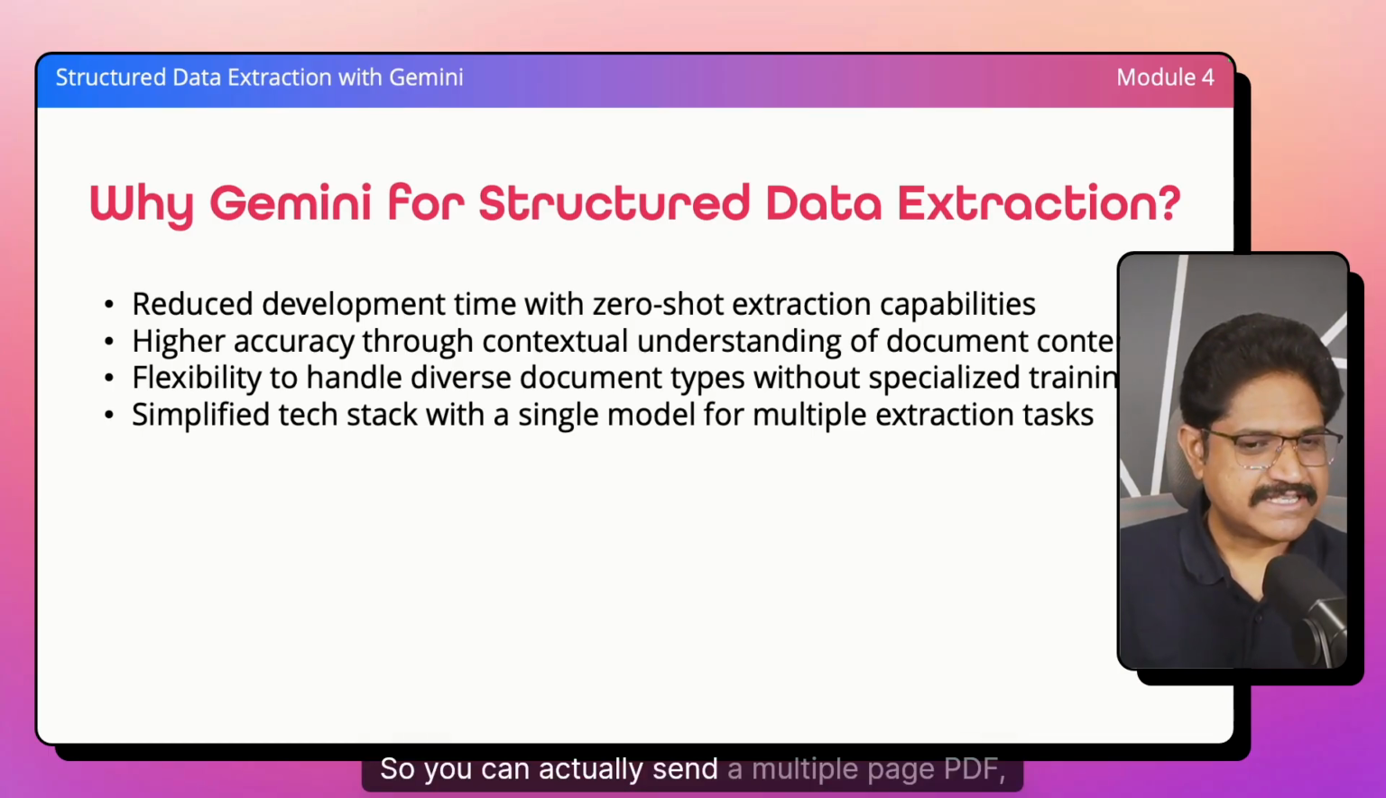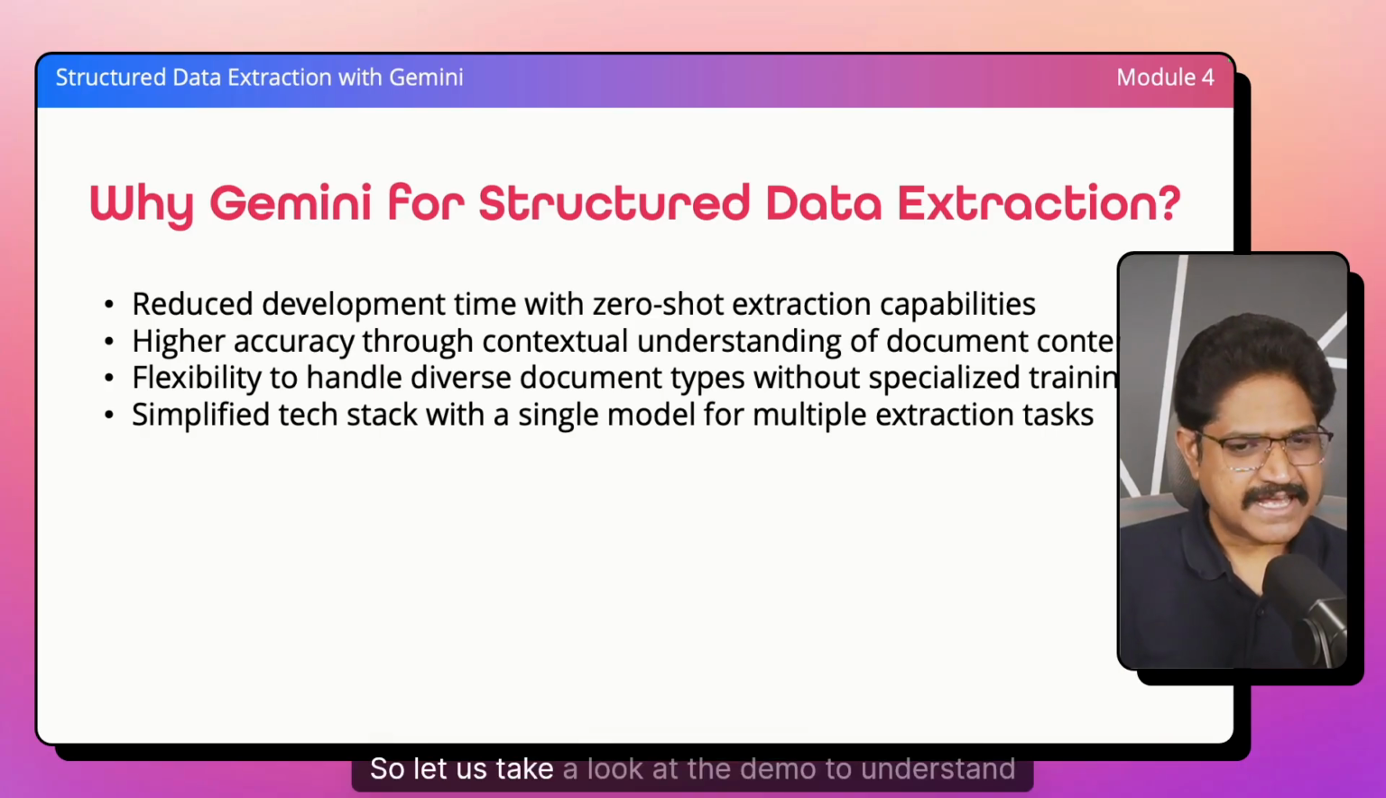So you can actually send a multi-page PDF, and you can extract just a part of that. Now it is extremely flexible in handling different document types, whether it could be PNG, JPEG, PDF, or a variety of MIME types. Because we are using a simplified, unified tech stack, it's easy to integrate with existing systems, and the code is going to be very simple and straightforward. So let's take a look at the demo to understand how this actually works.